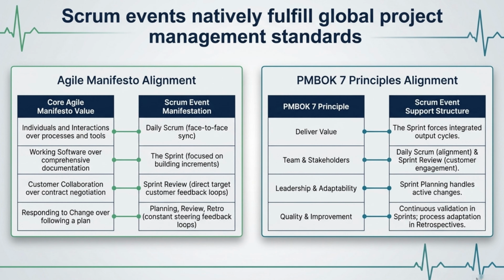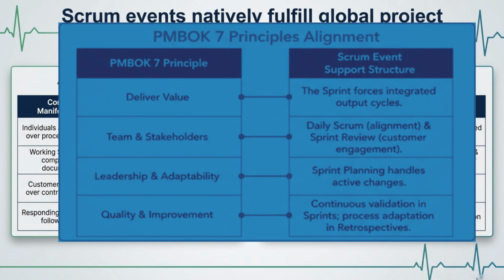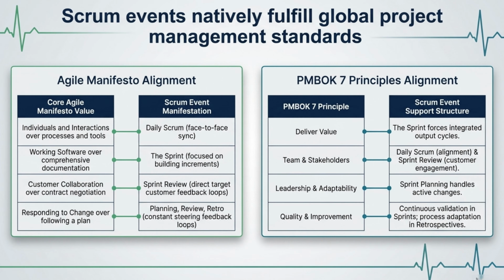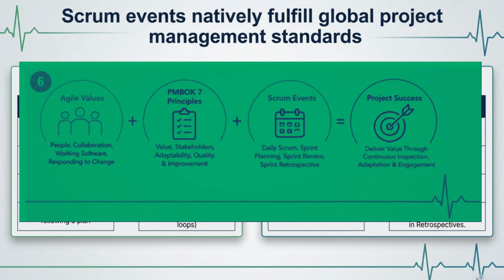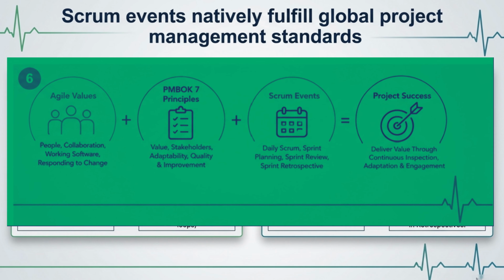On the right, Scrum also supports the PMBOK 7 principles. The sprint delivers value. The Daily Scrum and sprint review strengthen collaboration with stakeholders. Sprint planning enables adaptability, while the sprint and retrospective drive continuous quality improvement through inspection and adaptation. For the PMP exam, remember this key point. Scrum events are not just meetings. They are built-in mechanisms that naturally fulfill Agile values and support PMBOK 7 principles while delivering value through continuous inspection, adaptation, and stakeholder engagement.